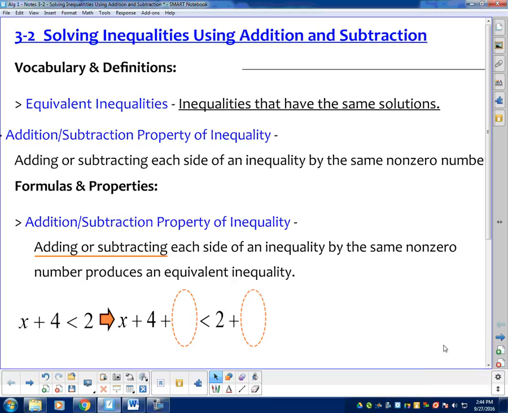So equivalent inequalities are inequalities that have the same solutions. So, inequalities that have the same solutions.